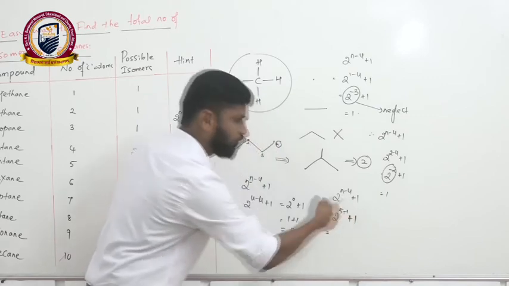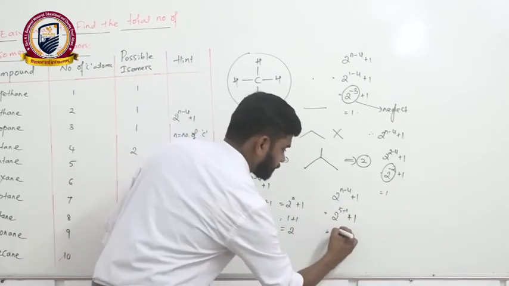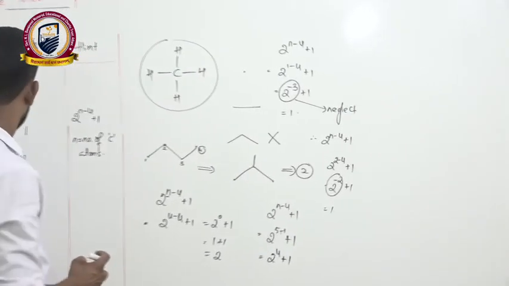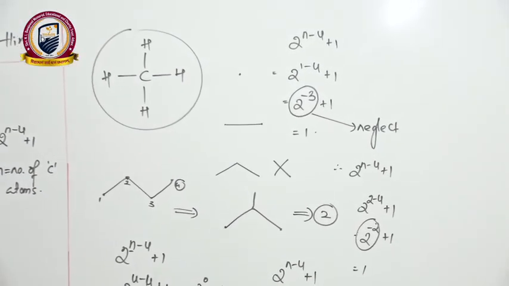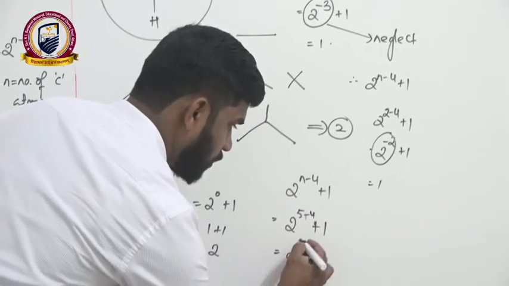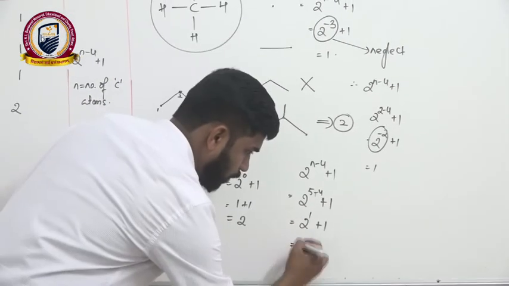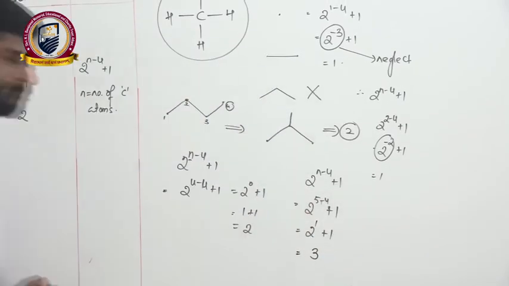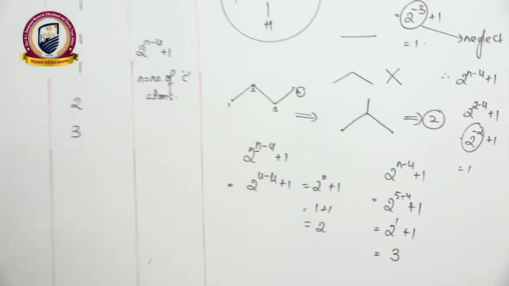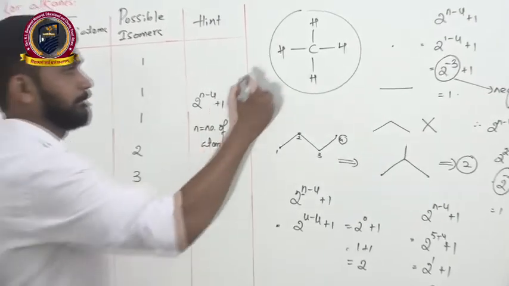2 raised to n minus 4 plus 1, which is equal to 2 raised to 5 minus 4 plus 1. 5 minus 4 means 1. 2 raised to 1 plus 1, which is equal to 2 plus 1, equal to 3. Therefore, pentane exhibits how many possible isomers? 3. We'll go for hexane and heptane.